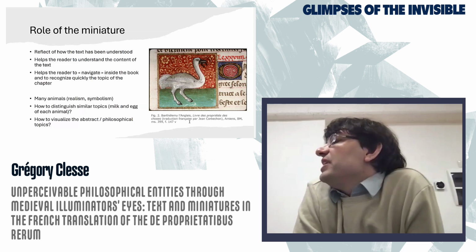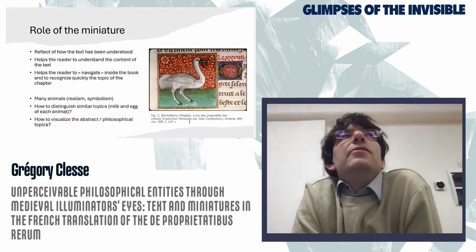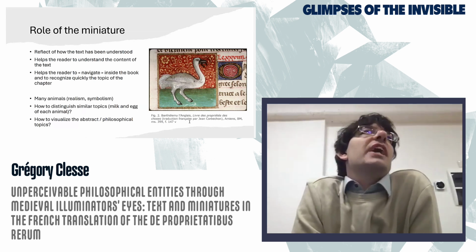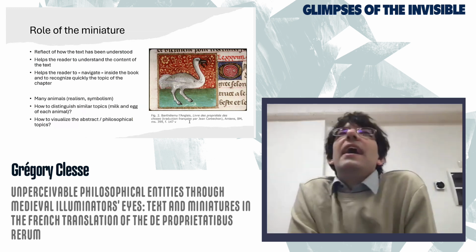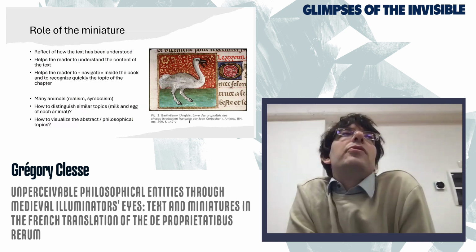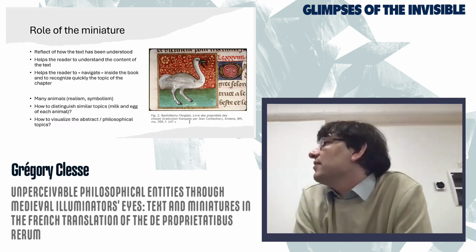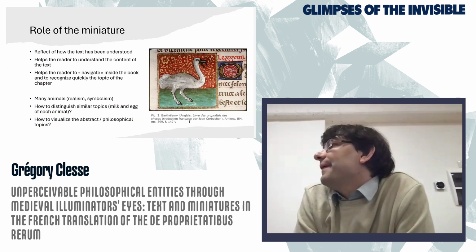It was a serious challenge for the miniaturist to illustrate each chapter. For example, in the last book on the accident, you have a big section on the milk of each animal and the eggs of each animal. Of course, it's not very easy to recognize. An egg is like an egg. And so you have to find solutions to recognize which animal is concerned. And so you can paint also the animal, or there are different kinds of methods.